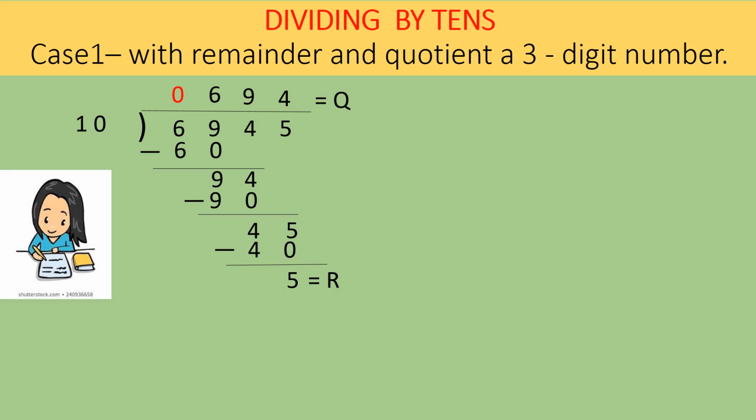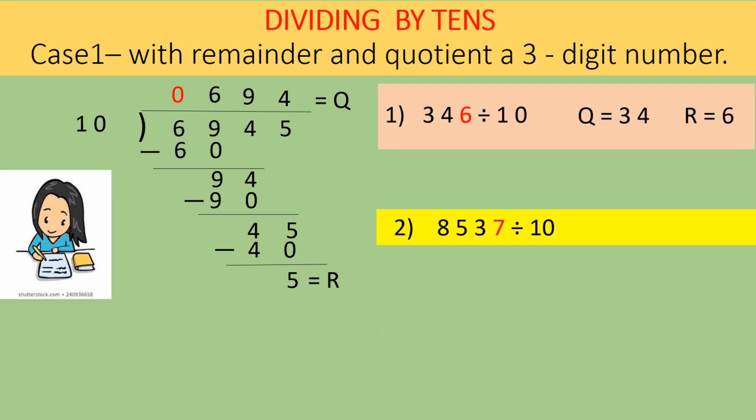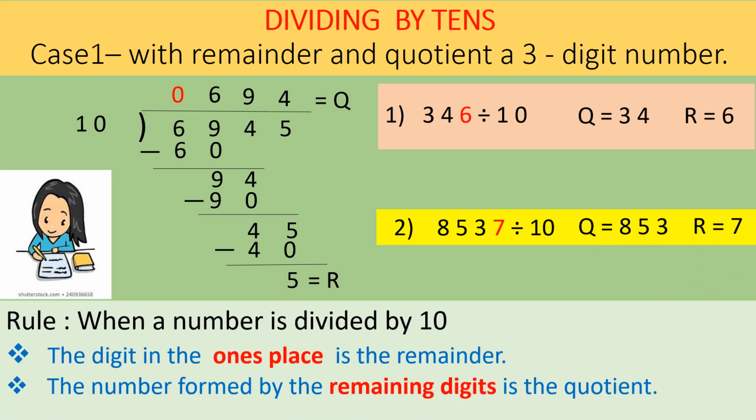So you can see this number, 6945. 694 is the same as quotient and the ones place is 5. 5 is the remainder. It is interesting? Yes. So let us see an example. If you divide 346 by 10, ones place is 6. What does it mean? Quotient is 34 and remainder is 6. Very easy, no need of long division. When you divide 8537 by 10, ones place is 7. That means 853 is the quotient and remainder is 7.